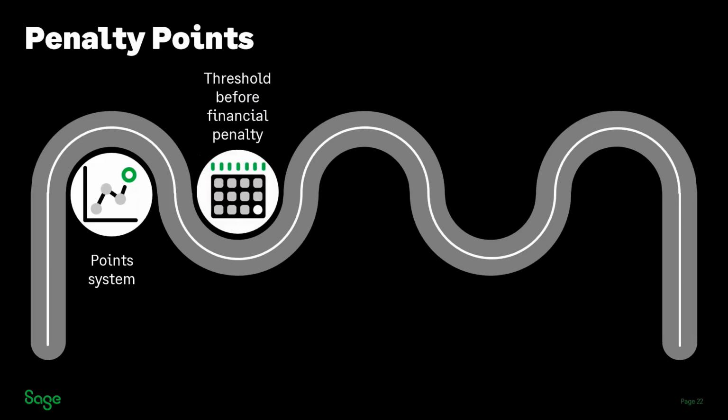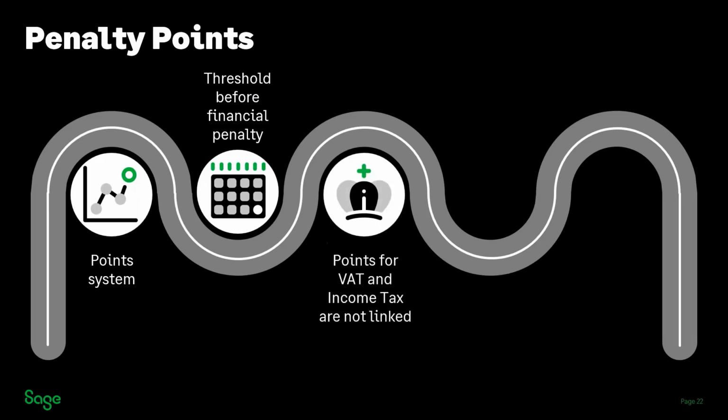Points for MTD for VAT are not linked. They're completely 2 separate processes, and I do find that we get this question, you know, what about my VAT? I do MTD for VAT. So they're 2 separate processes, so the points are not linked. If you get 3 points and begin to be consistent with your submissions on time for the next 12 months, points will be deducted.